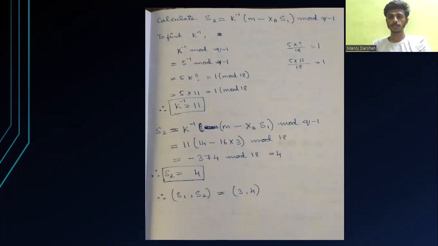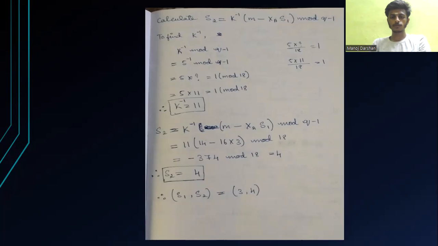If you multiply 5 with 11, it produces 55. If we divide 55 by 18, we get the remainder 1. So K inverse: 5 into 11 is equal to 1 mod 18. So K inverse is equal to 11. Now we got the value of K inverse, that is 11. We can now directly calculate S2.